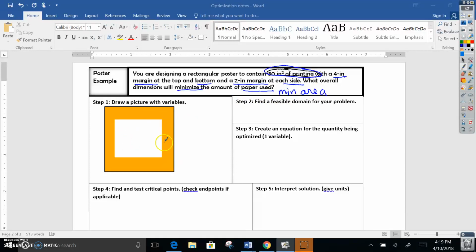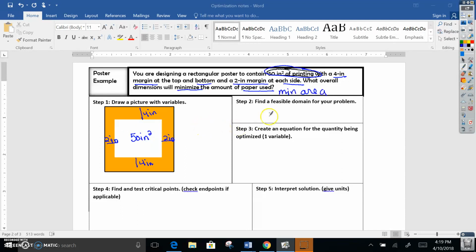Well, what I did is I just put some rectangles here to showcase my poster. Imagine this is the big poster, but I'm only allowed to print on 50 inches squared. So this white stuff represents the print area. It's similar to when you print on a Word document. You don't print on the entire page. There's just a certain area where you're allowed to print. And so we have to make sure that we have 4 inches on the top and 4 inches on the bottom, 2 inches on the side, and 2 inches on the other side.